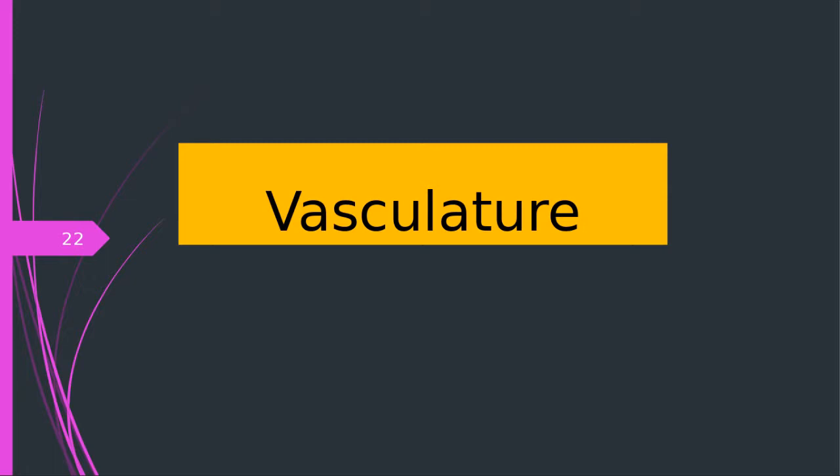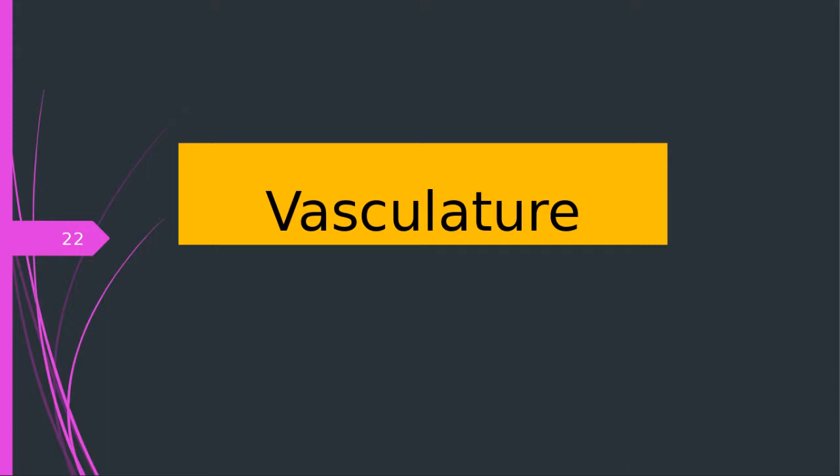It consists of four things that you need to remember. You will have the sinoatrial node, then the atrioventricular node, then the bundle of His, then the Purkinje fibers. Four things you have to remember.